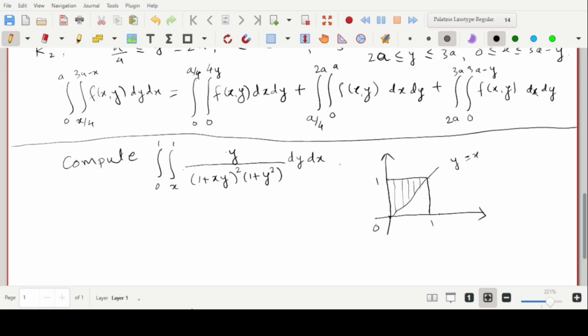I hope you understand. Now how should we change the order of the integral? Give it a thought.